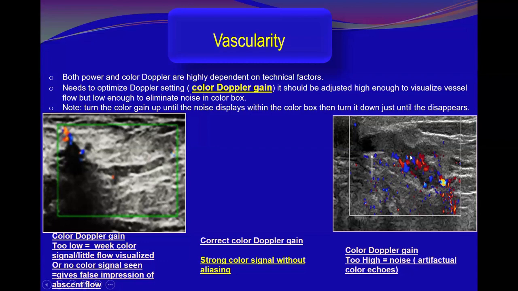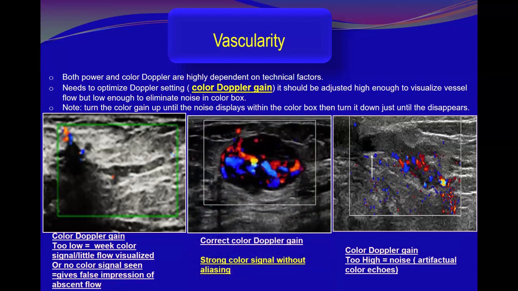You see, here the gain is too high, associated with artifactual color echoes within the box, but we get good color signals. Okay, while in this example here we have, you see, a lower gain, so the color signal will be weak. But in such example, there is no artifact, and at the same time we have a very good and strong color signal.